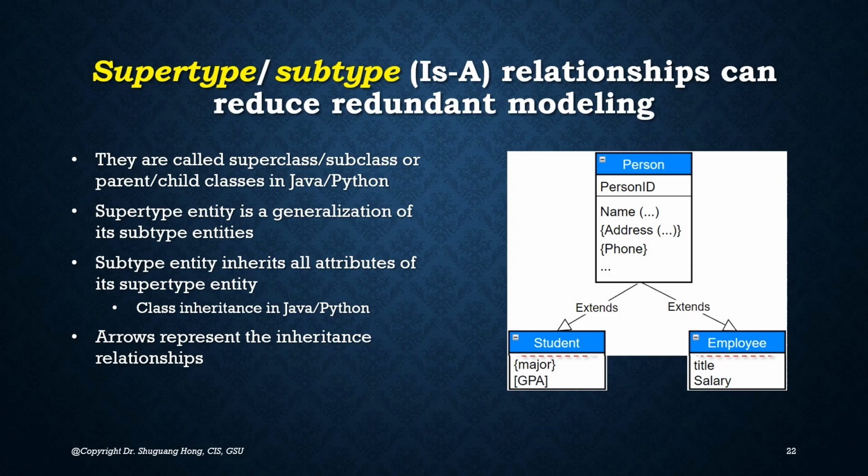If you discover that you deal with multiple entity types of the same kind, you may consider using the supertype/subtype relationships to help reduce redundant modeling, that is, redundant work.